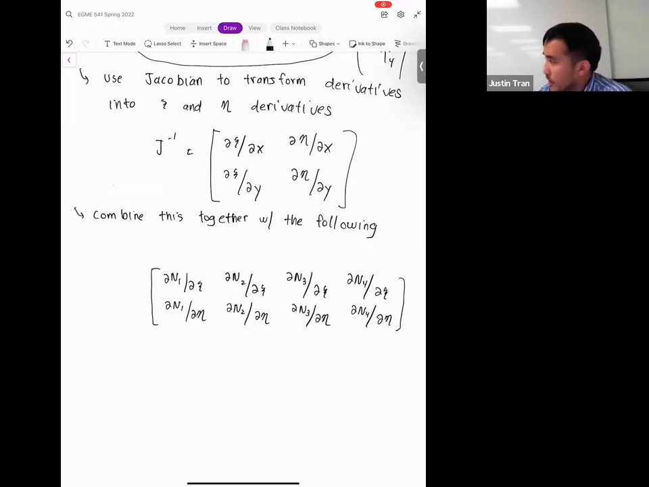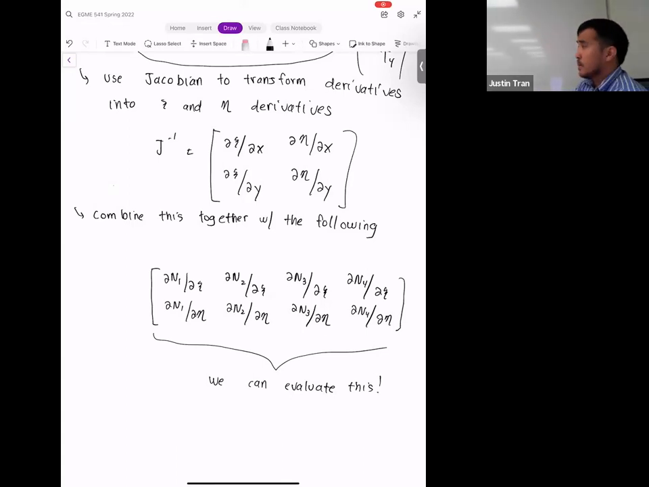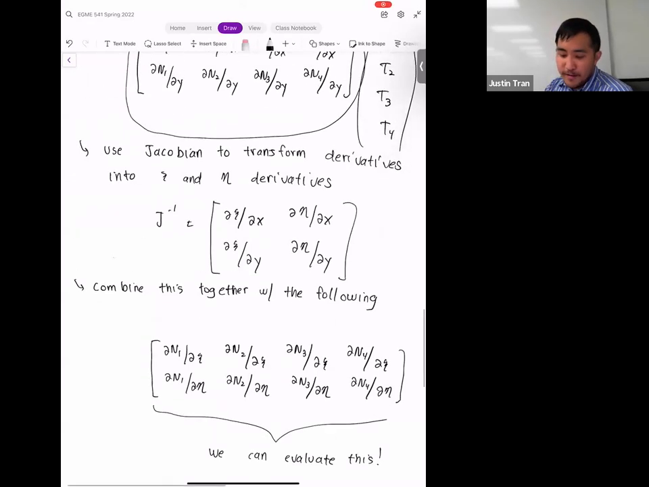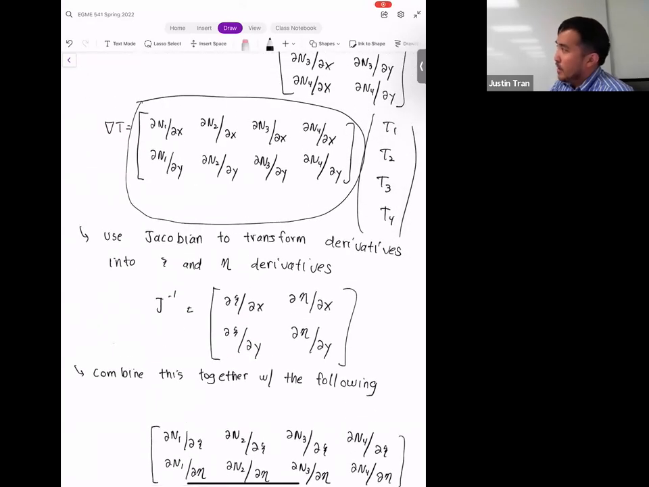And the good thing is that everything in this matrix we can actually evaluate, because all of our shape functions are given with respect to those variables. And that's a great thing for us. Whenever you can evaluate something, that's good; being able to evaluate something is better than not being able to evaluate anything. But that's not what we want. What we want is up here: the shape function derivatives with respect to physical coordinates.